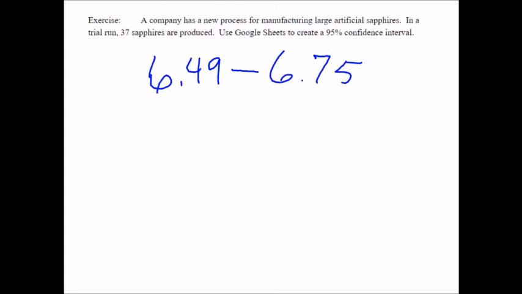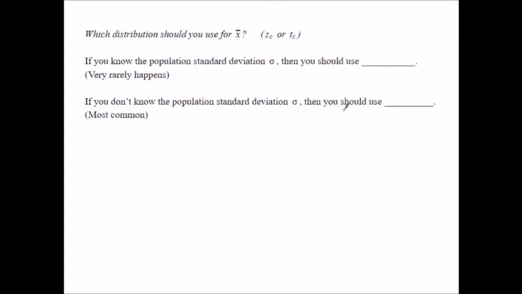All right, so let's do another. Oh, okay, here's this. When should you use either the ZC or TC? If you know the population standard deviation, sigma, then you should use ZC. But that rarely happens. Most of the time, you're not going to know the population standard deviation, and this is where you use the T distribution. So you actually use this more often.